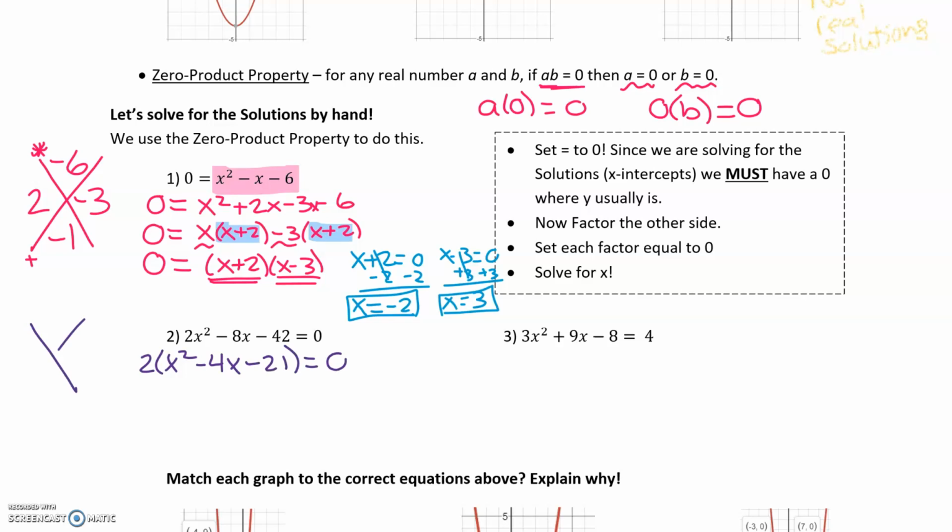We're going to bust our b. So we need two numbers that multiply and give me negative 21, but at the same time add to give me a negative 4. That's going to give us a 3 and a negative 7. So I've got my GCF. This is going to get busted.